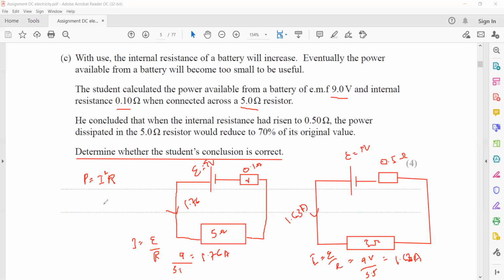Now we find the power. P is equal to I squared R. So for circuit 1, P is equal to I squared R, so 1.76 squared multiplied by the resistance, that is 5. So 1.76 squared multiplied by 5 will give us 15.548, so 15.5 watts. And we find the power for circuit 2. P is equal to I squared R, the current is 1.63 squared multiplied by resistance 5. So it will give us 13.2.